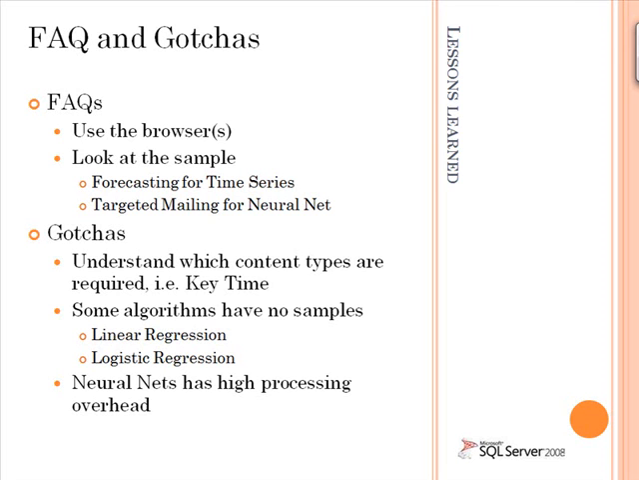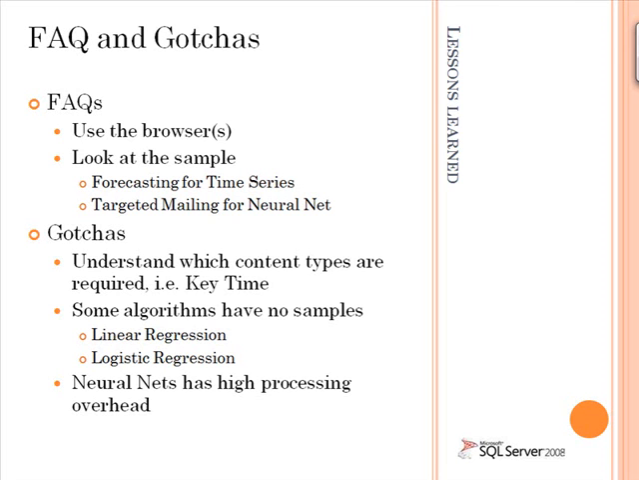The samples we're going to be looking at in this screencast are the forecasting sample for time series and a targeted mailing structure, which includes our neural net model for neural nets. There are two algorithms for which there are no samples, but we'll briefly be discussing those as well. Those are linear and logistic regression.